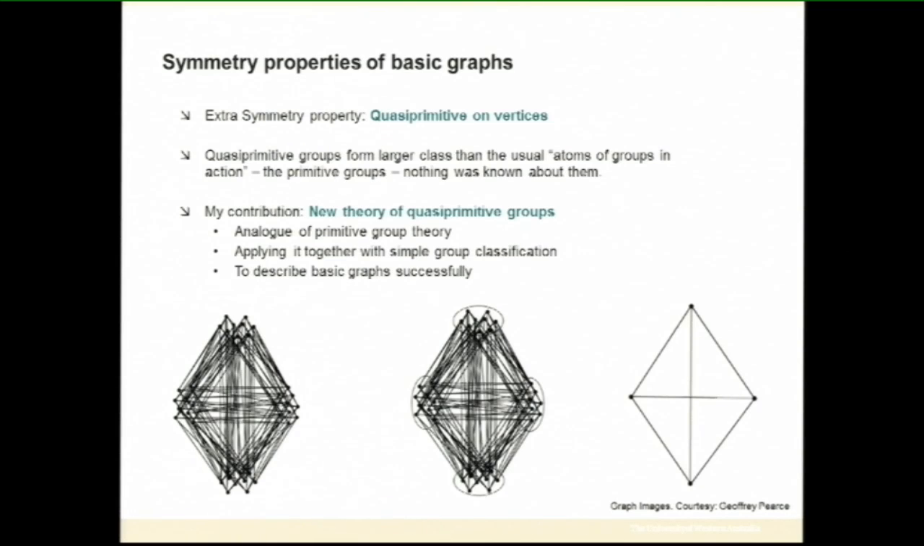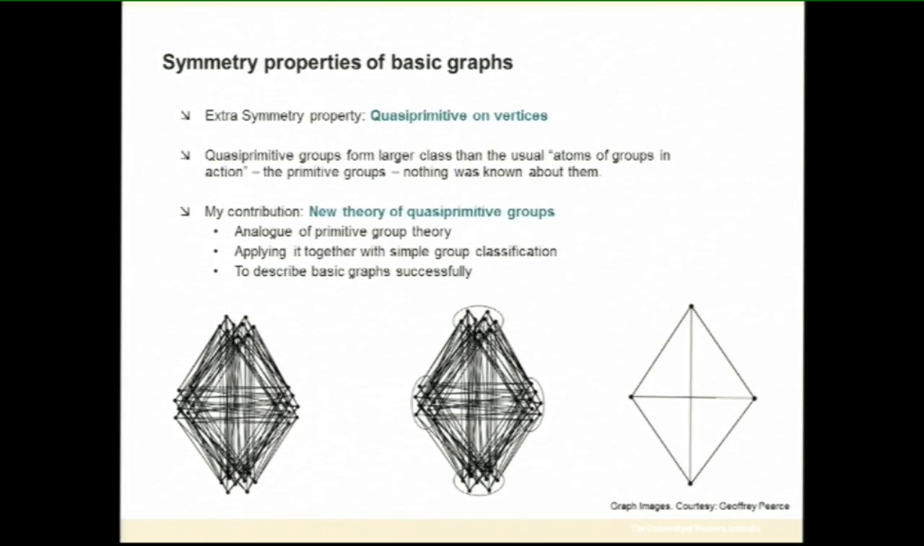The extra symmetry property that very often arose was something which was termed being quasi-primitive on the vertices of the graph. Now, these quasi-primitive groups, I won't explain exactly what they are, but they were a larger family of groups than the primitive groups, which was the very well-studied groups at the time. And nothing was actually known about the quasi-primitive groups because they hadn't seemed to be important before.